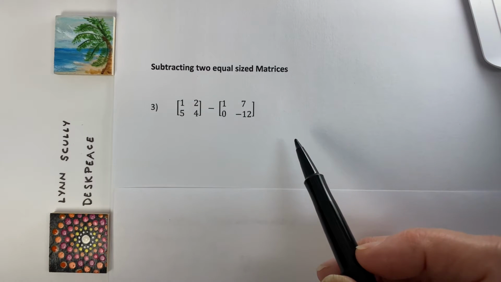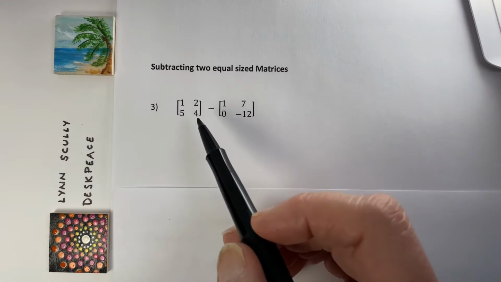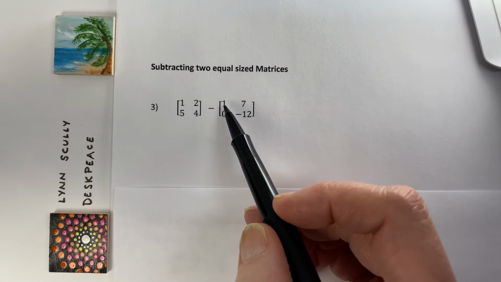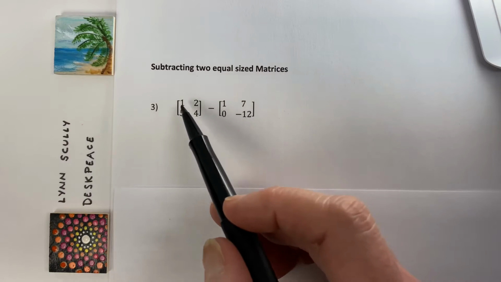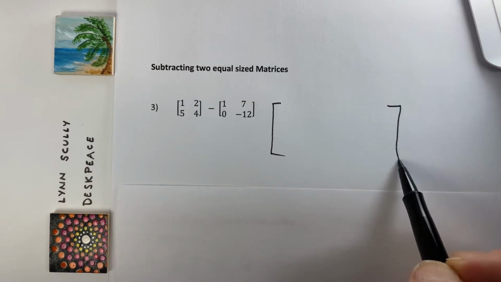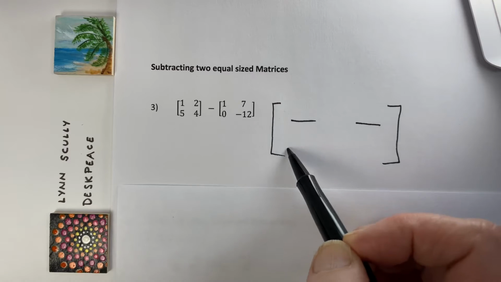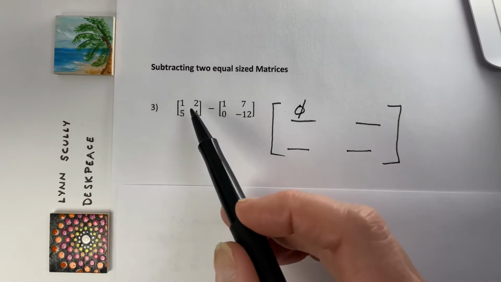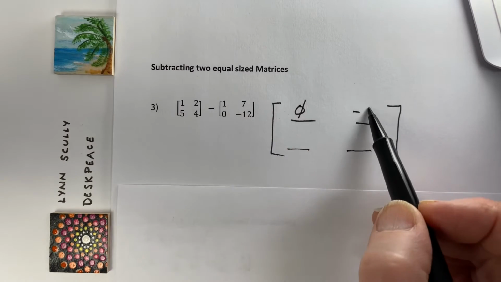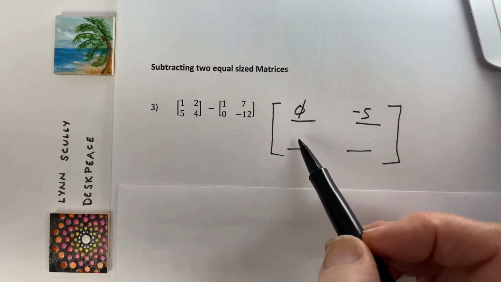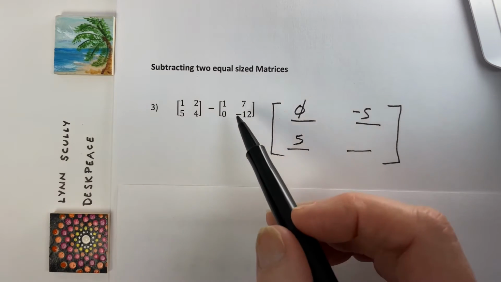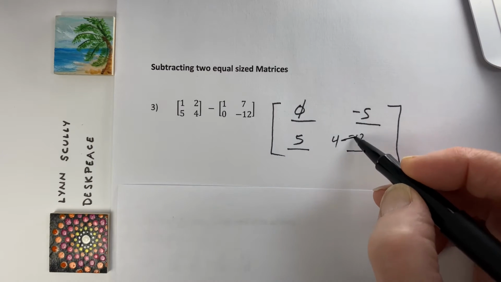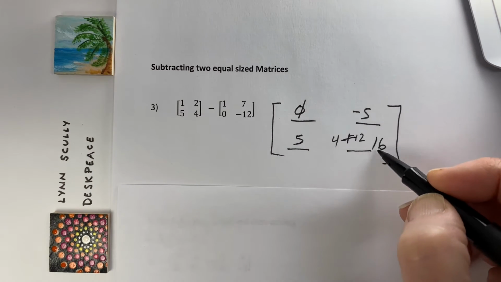Now I'm going to subtract two equal size matrices. So everything in this column gets reduced by the corresponding value in this matrix. So I'm going to first come up with my matrix, and it's going to be 2 spots on top, 2 on bottom. 1 minus 1 is 0. 2 minus 7 is negative 5. 5 minus 0 is 5. 4 minus negative 12. Negative, negative turns into positive, and I get 16.